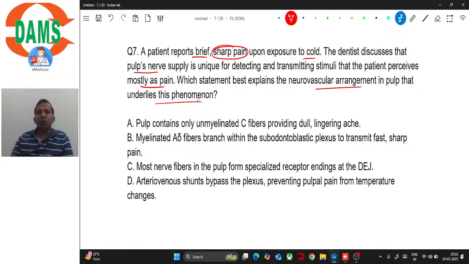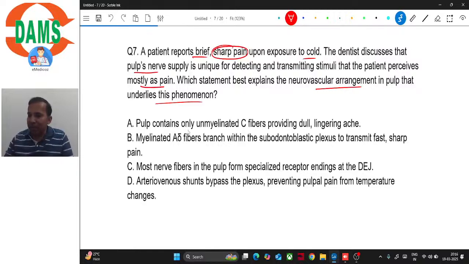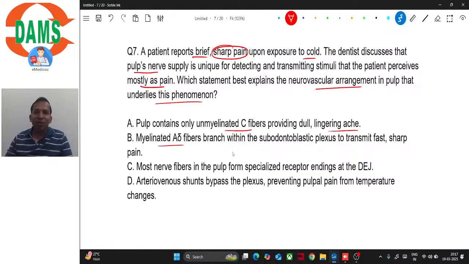So basically, the question is talking about the nerve supply of the pulp, or the nerves present in the pulp. The first option: pulp contains only unmyelinated C fibers, providing dull, lingering ache. Second option, myelinated A delta fibers. It's only now that I am realizing that for all the questions, somehow I have gone with option B as the correct answer, isn't it? Somehow it has happened that all the option B's are correct. So myelinated A delta fibers branch within the subodontoblastic plexus to transmit fast, sharp pain.